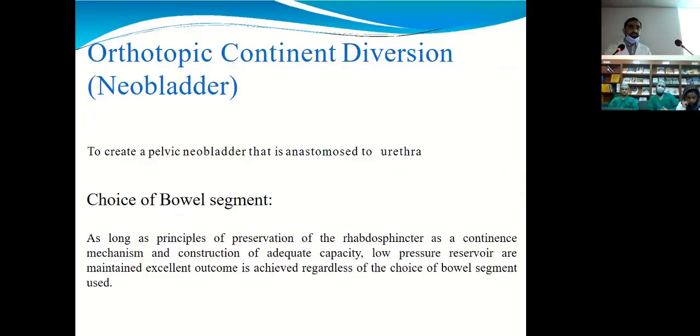Orthotopic continent diversion, neobladder. It is to create a pelvic neobladder that is anastomosed to the urethra. The choice of bowel segment matters less, as long as the principles are followed: preservation of the rhabdosphincter as the continence mechanism, and construction of an adequate capacity, low pressure reservoir. An excellent outcome is achieved regardless of the choice of bowel segment used.